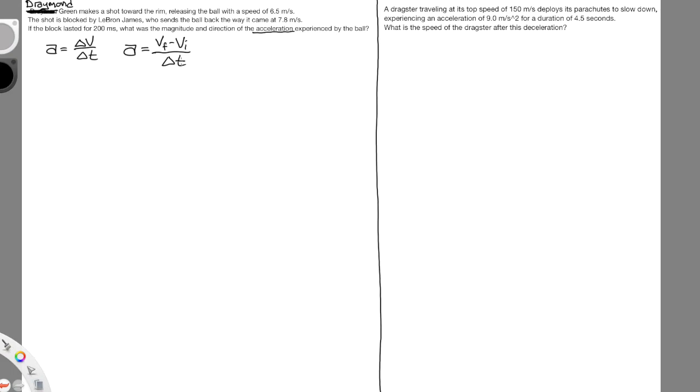We are also going to need a coordinate system, because this is a vectors problem. Accelerations are vectors, velocities are vectors. Anytime you have vectors, choose a coordinate system. So we have Draymond Green, who shoots the ball toward the basket, and LeBron James, who sends the ball back the way it came. So I'm going to pick from Draymond Green towards LeBron James to be positive, which means the other way is negative.